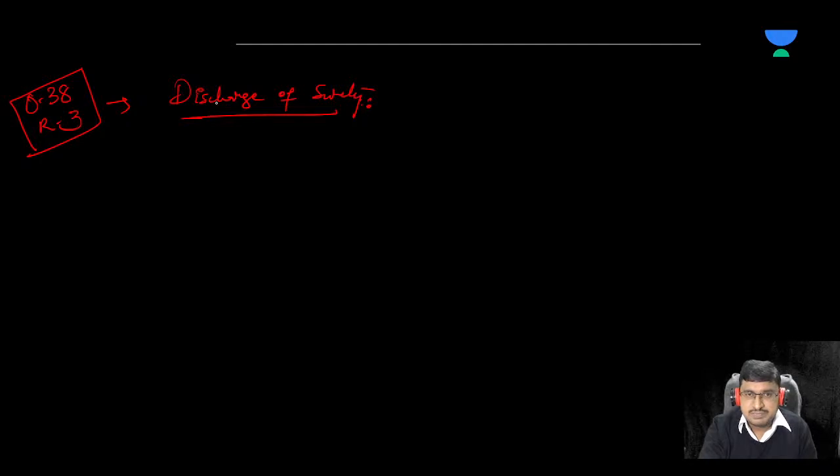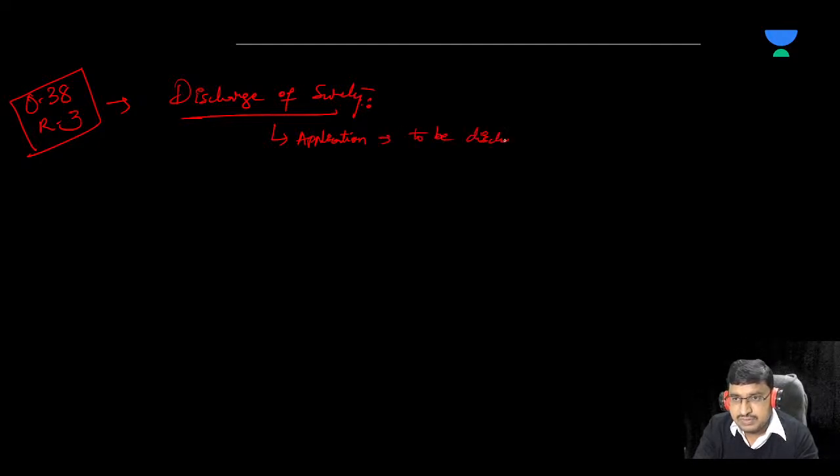Order 38 Rule 3 is speaking about discharge of surety. A surety for appearance of a defendant may at any time apply to the court in which he became such surety to be discharged from his obligation. Therefore, may apply means he has to file an application before the honorable court to be discharged from his obligation.